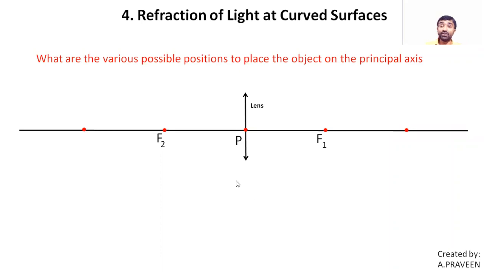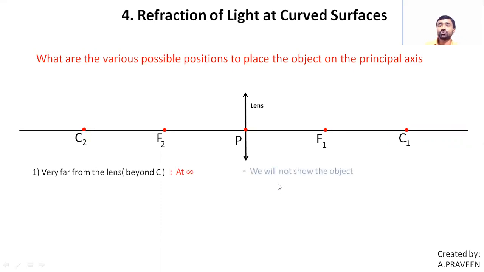So I will come from very far. What is very far distance from the lens? It is infinity. Unable to measure, right? So that distance is what? Infinity distance. Beyond the center of curvature, very far, that is infinity distance. So we can call that position of the object as at infinity. In such case, I cannot show any object. I will take only a parallel beam of light rays. Is it clear?